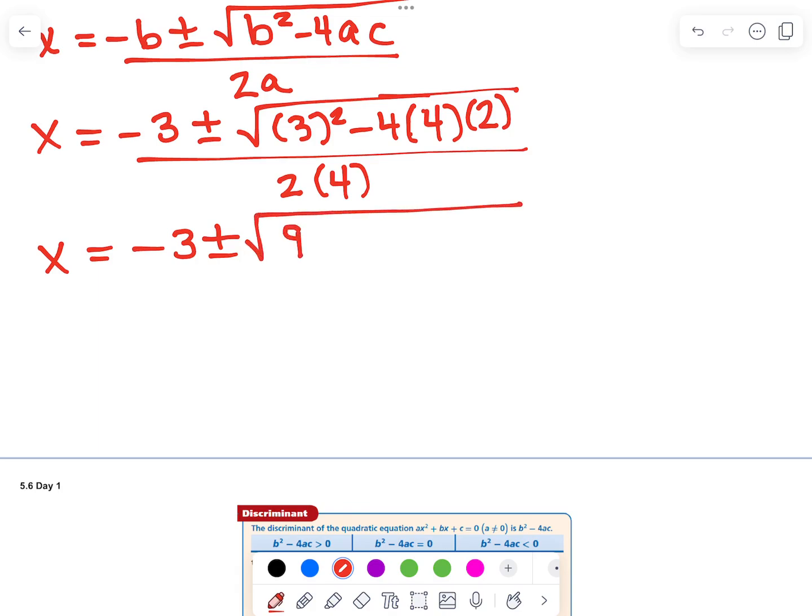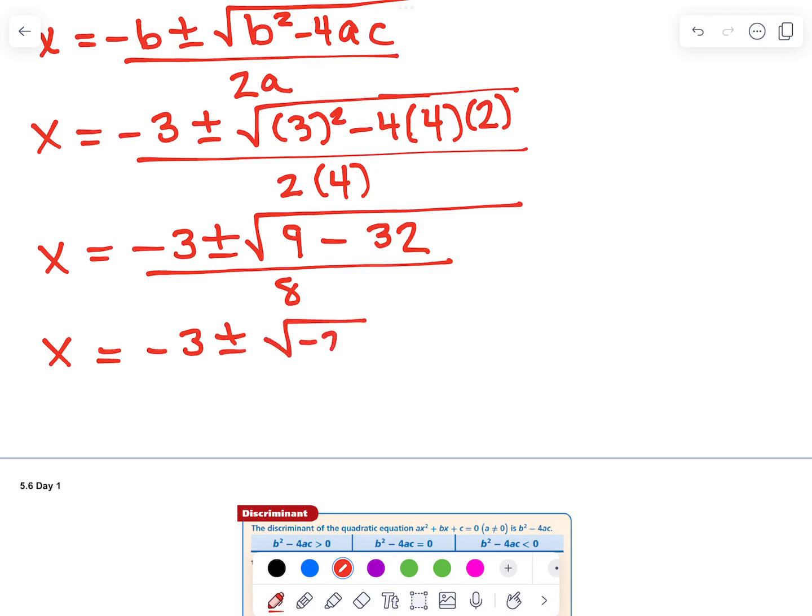Three times 3 is 9. Negative 4 times positive 4 times positive 2 is negative 32. 2 times 4 is 8. Then we simplify underneath the radical, the discriminant. 9 minus 32 is negative 23.